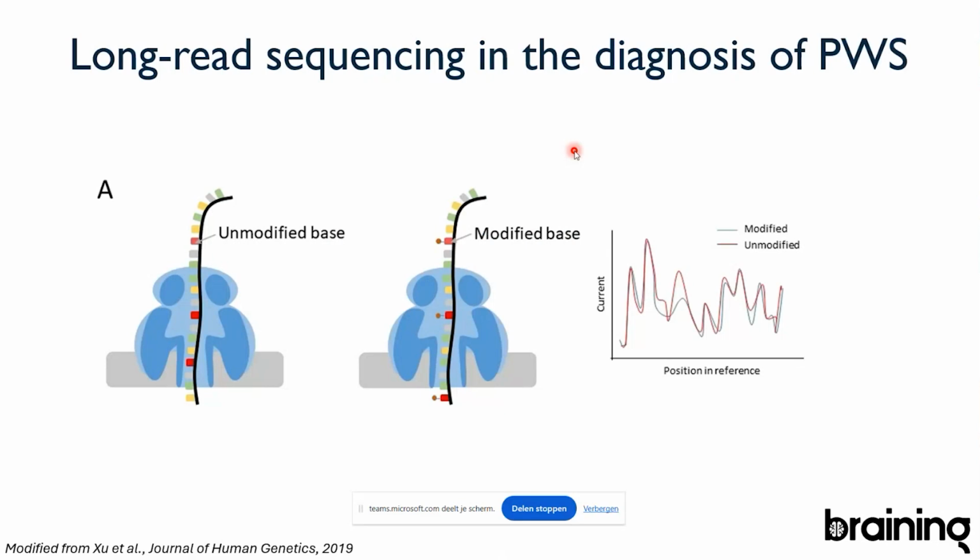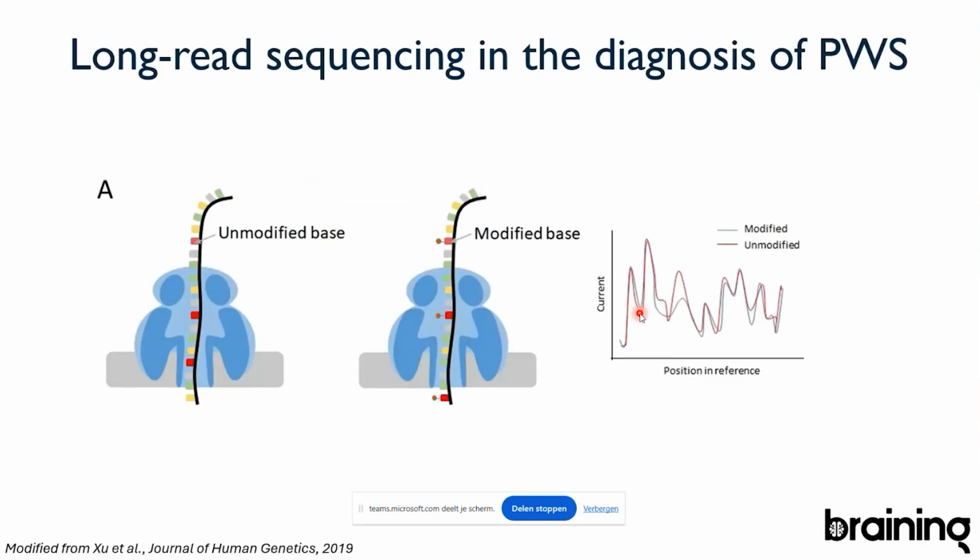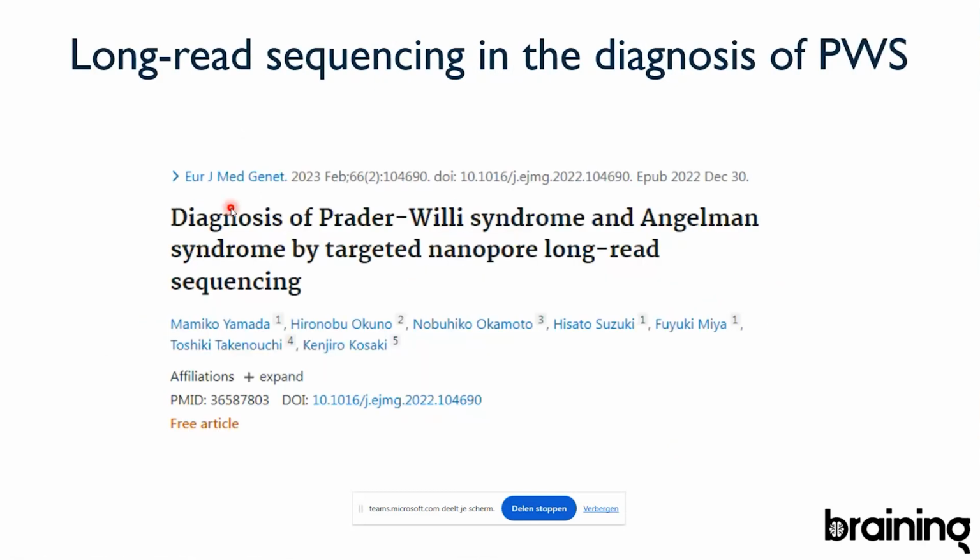And so I give you now the example of Prader-Willi syndrome, but there are a lot of diseases where genetic testing is still done with this kind of diagrams, which could be relieved, for example, by long-read sequencing. And that is, for example, what this Japanese group has done. They have developed a way to do long-read sequencing to diagnose Prader-Willi syndrome patients.